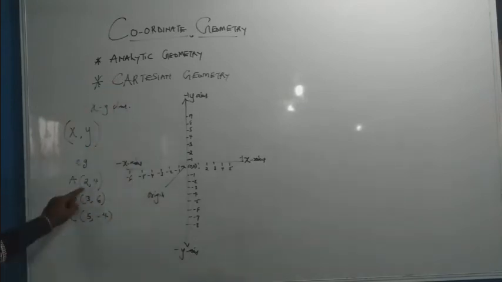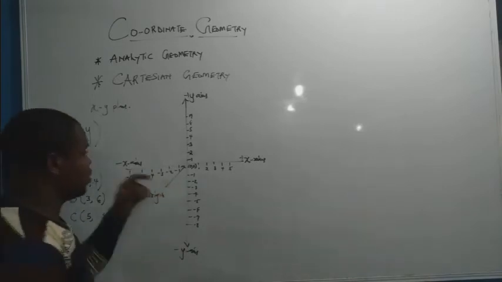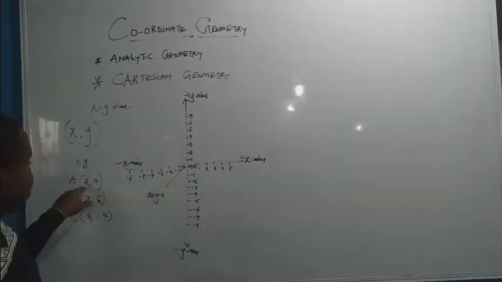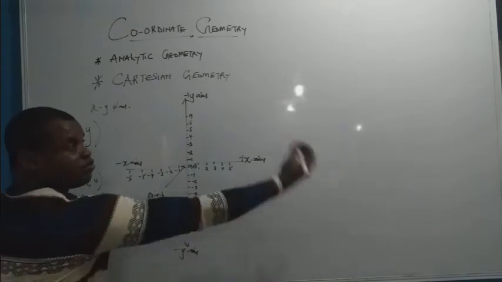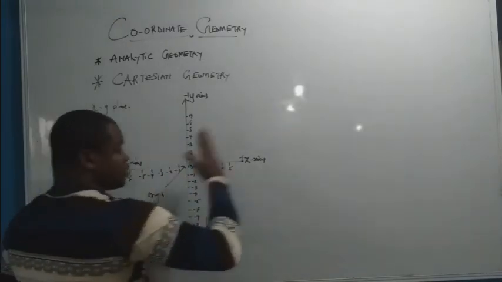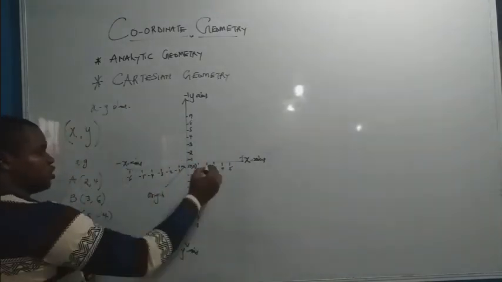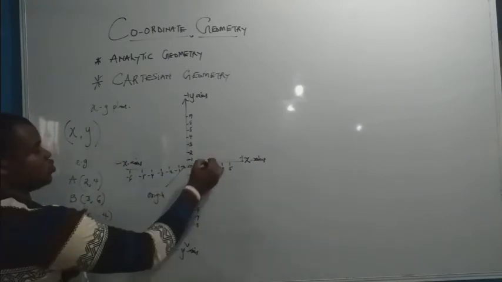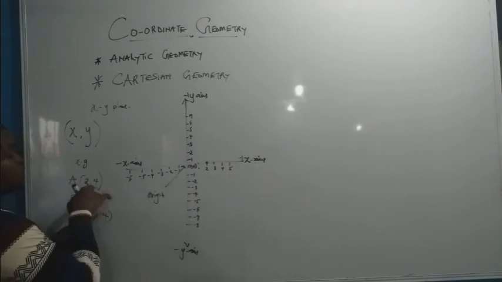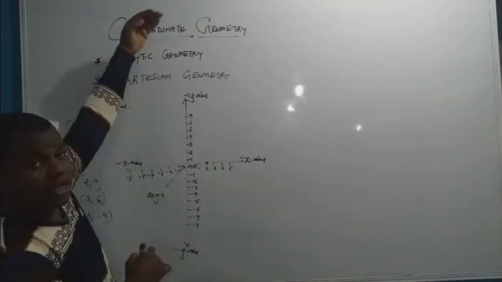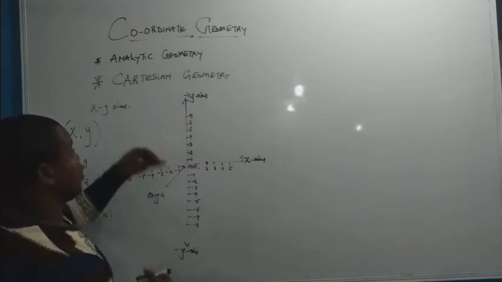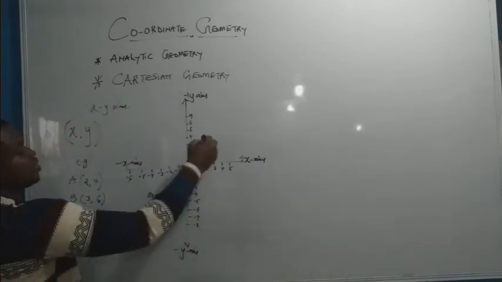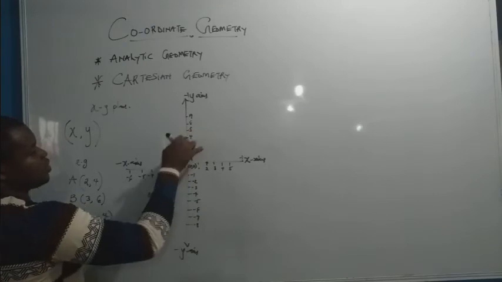Point A says 2, 4, meaning we have 2 as the x coordinate and 4 as the y coordinate. So you go to your graph. Where is 2? On the x-axis it is positive 2. This is the positive x-axis, so this is going to be your 2. Then your y is positive 4. This is the positive y-axis, and here is positive 4.